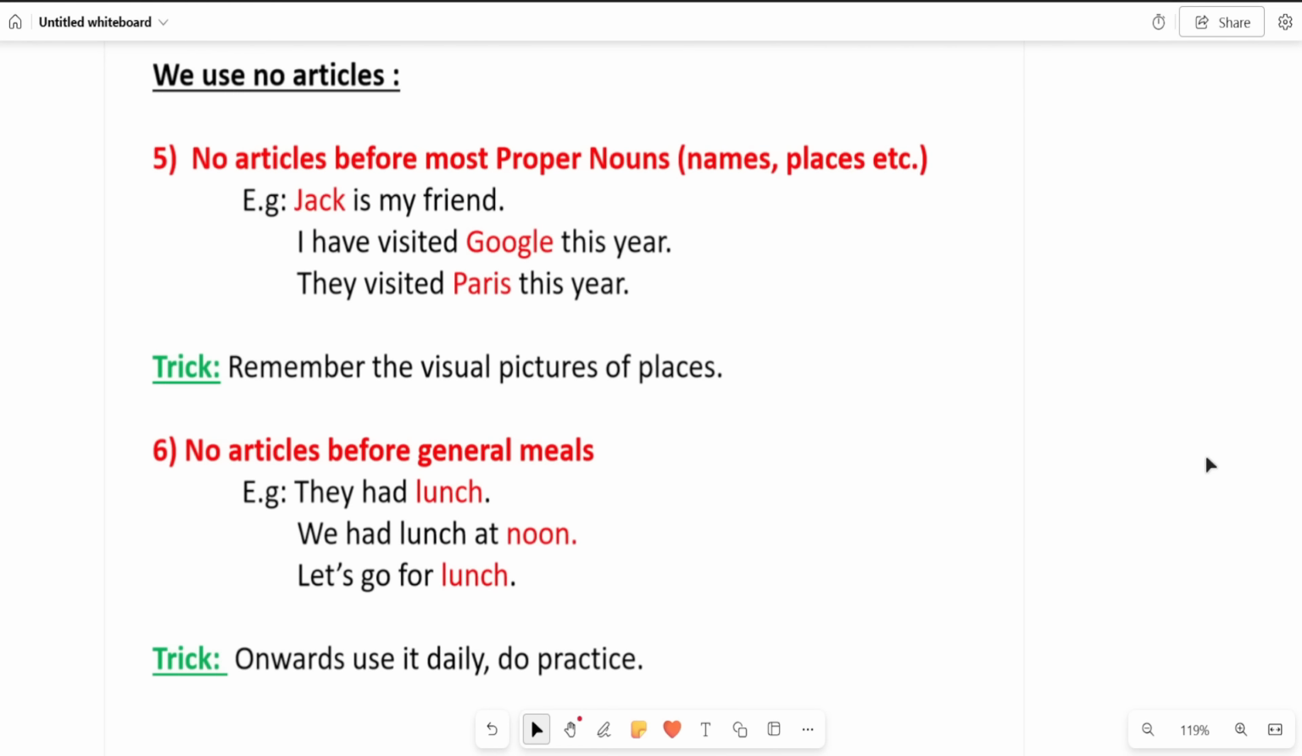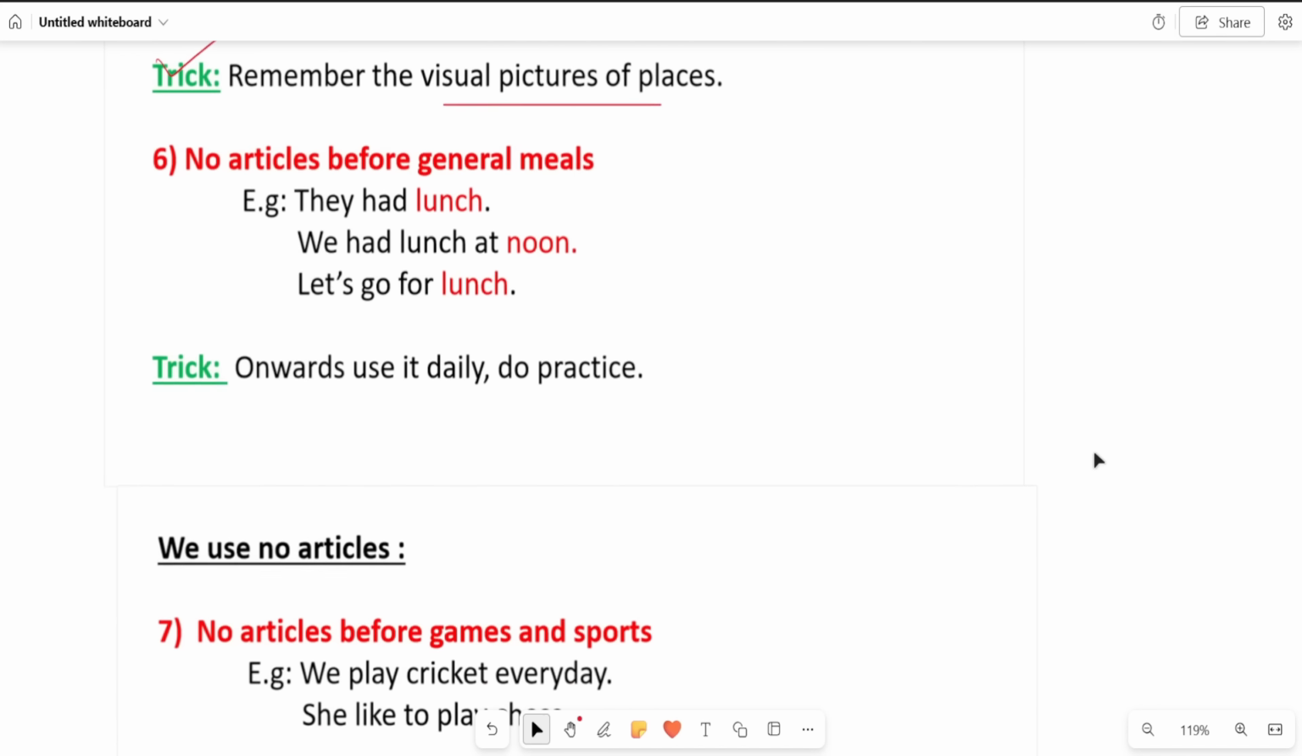Now the fifth rule is that we use no article before proper nouns. For example, names and places which are very famous across the globe, we don't use an article before them. For example, Jack is my friend, this is a noun, we don't use any article before this name. Then, I have visited Google this year, so this is one of the most famous places, so we don't use an article before it. Paris, one of the most famous places, people do visit and travel there, so we don't use articles before famous places. For the trick, we need to visualize some pictures of the places in our mind, so that while talking we will be careful where to use an article and where we should not, right?